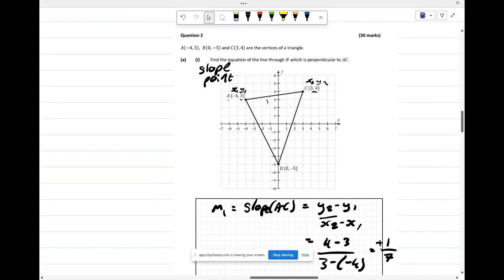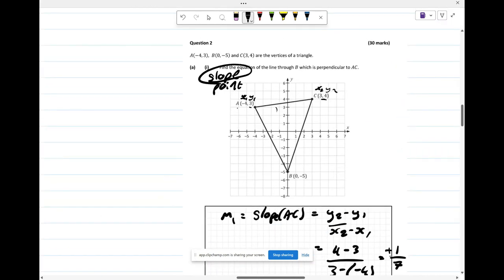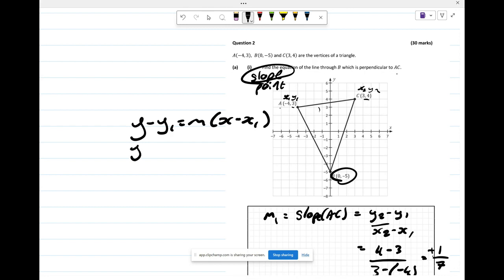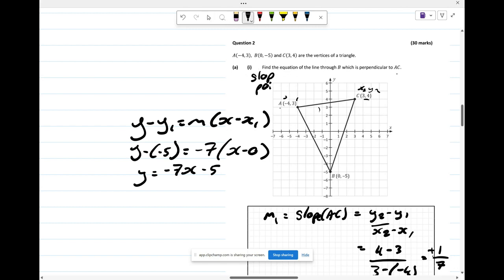Okay, so we have our slope and we have our point. Now we can make the line. That's y minus y1 equals m2 times x minus x1. y1 here is minus 5, so that's minus minus 5. Our slope was minus 7. And our x1 here is 0, so that's x minus 0. So y is going to be minus 7x minus 5. And that is the equation of the line through B.